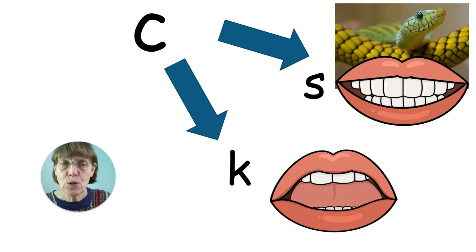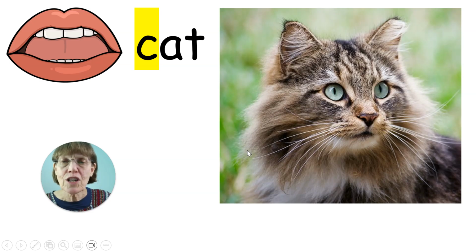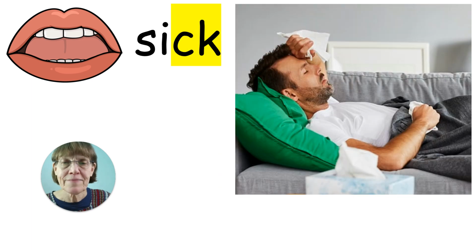Letter C borrows 2 sounds. Sometimes it's a K, and sometimes it's an S. In the word cat, K, K, at, cat, it's a K. In the word sick, spelled with a C and a K, 2 letters, 1 sound, says K. S-I-K.